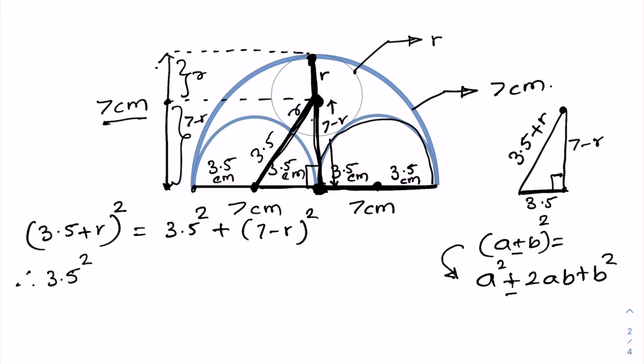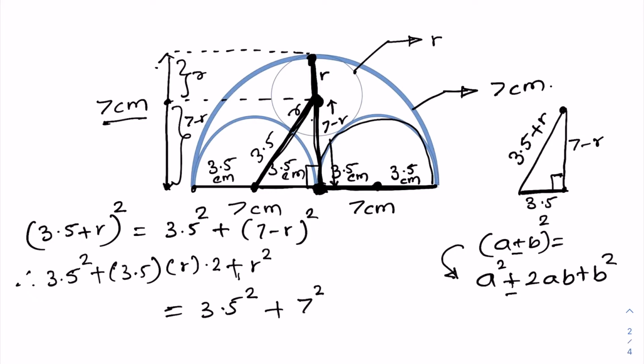We get 3.5 square plus 3.5 times r times 2 plus r square equal to 3.5 square plus 7 square minus 7 times 2 times r plus r square.